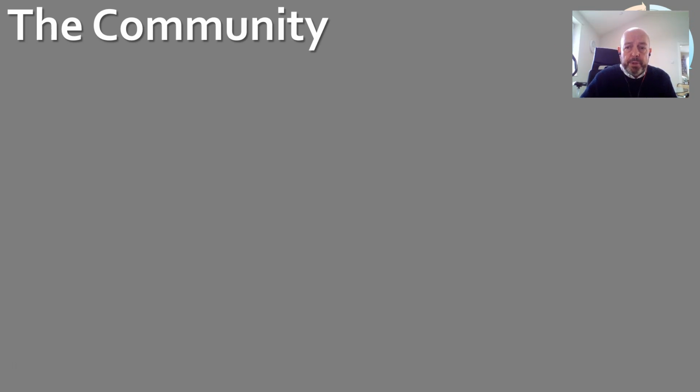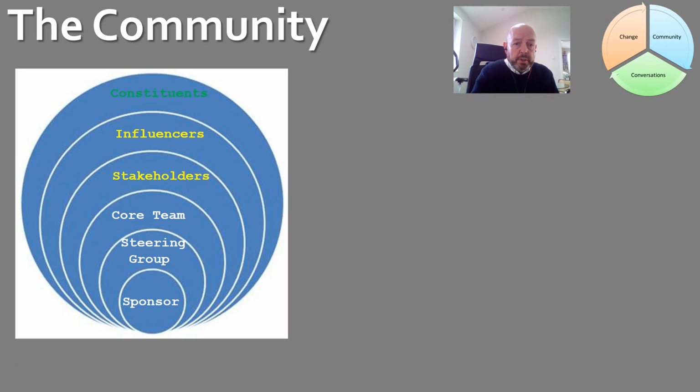So let's look at the community you're bringing the change to. And one very useful way of thinking of the community is this 6 circles diagram. Starting from the bottom, you have the sponsor of the change, usually somebody very senior and visible. You then have a steering group who are going to steer the change, and then you have a core team who are going to be the hands and feet on the ground of bringing the change to the community.